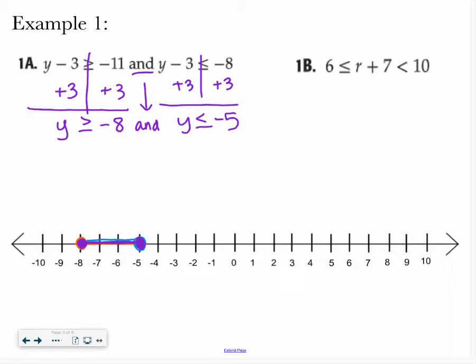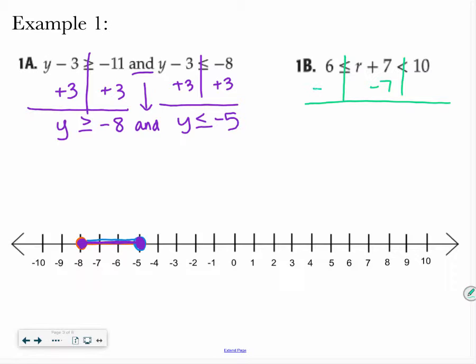What if we look over at 1b? We have 6 is less than or equal to r plus 7 is less than 10. So the way this works is you kind of do a double, tee it up. We have an r variable in the middle. We want to get that by itself, and the way we get that by itself is by subtracting 7. And just like with teeing it up, you need to make sure that both sides of the t have that same thing.